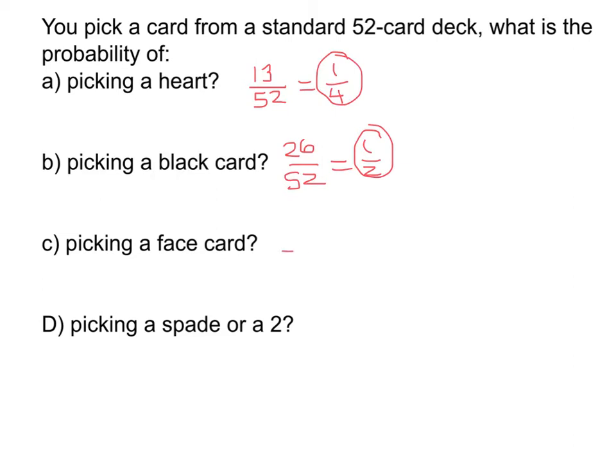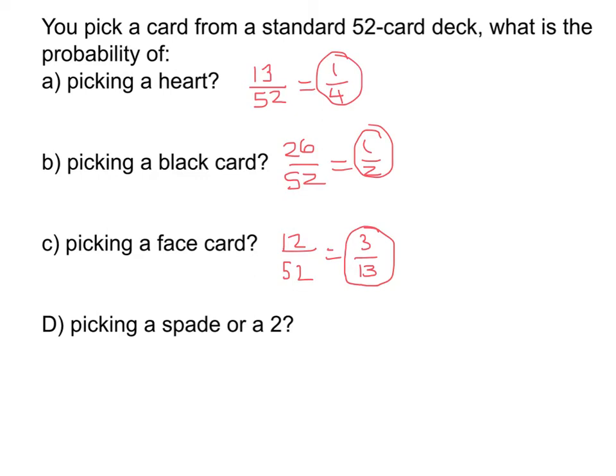Picking a face card. Again, same sample space, which is 52. So the question is how many face cards are in a deck? Well, face cards consist of jacks, queens, and kings. There are 4 of each of those. So that means that there are 12 out of the 52, which simplifies to 3 out of 13. So 12 face cards out of the 52 cards altogether.